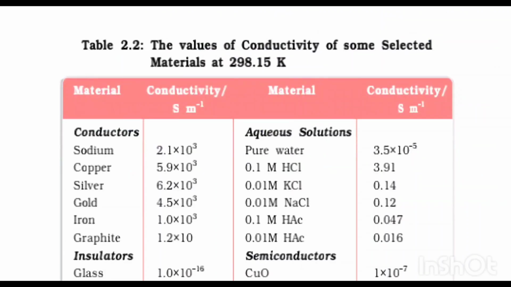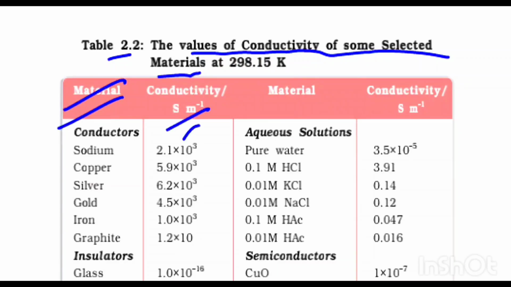Given in table 2.2 are the values of conductivity of some selected materials at 298.15 Kelvin. So here are given some materials and their conductivity, which is represented in S per meter.